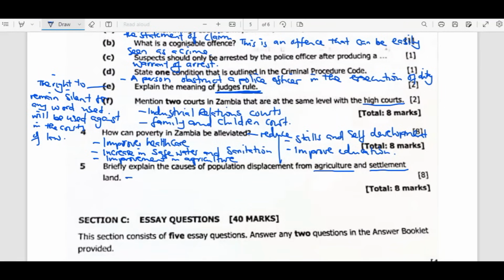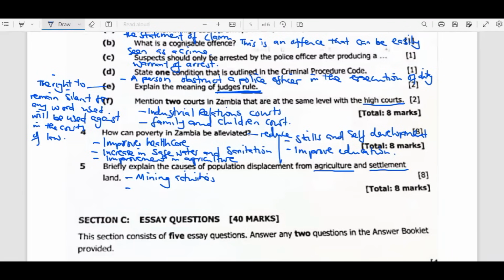The first cause of population displacement is mining activities. You'd find that in an area where people are doing agriculture and where people are staying, if they discover that there are minerals there, then the land can be bought, and people would move from such areas, agriculture area and settlement area. And even if they were to move away, the land will still be polluted. The land will be damaged because of mining activities.